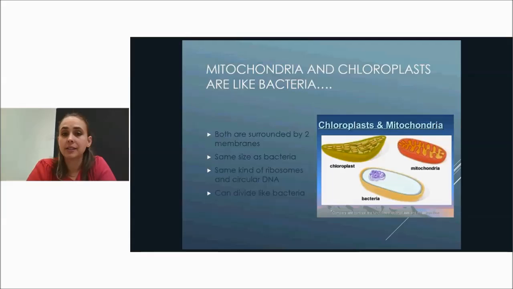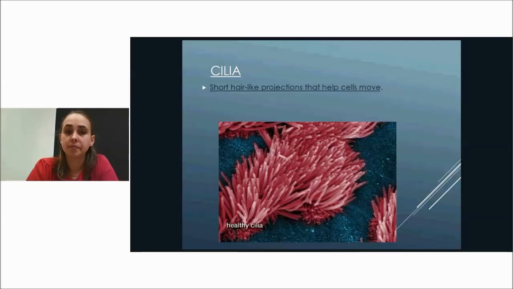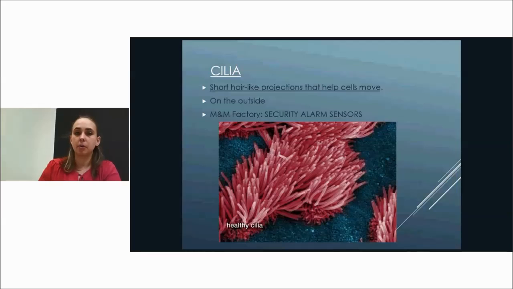Mitochondria and chloroplasts are both very similar to bacteria in that they're both surrounded by two membranes. They're about the same size as bacteria. They have their own ribosomes and circular DNA in them, just like bacteria, and they can divide by binary fission, also just like bacteria. Cilia. These are little short hair-like structures that are going to be on the outside of cells to help them move. In the M&M factory, they would be like security alarm sensors.